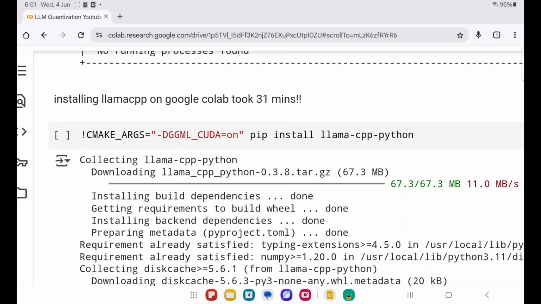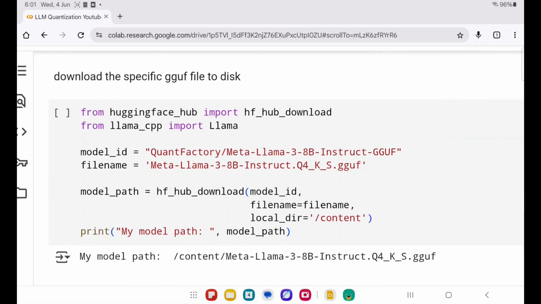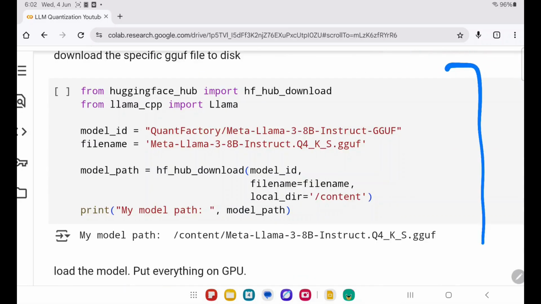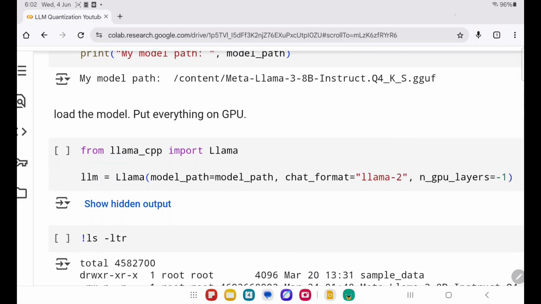Now to use the GGUF models, there is the Hugging Face class that converts GGUF to Hugging Face format, but the memory requirements for that are too high. To run llama.cpp, I did a pip install llama-cpp-python with the GGML CUDA flag on. Installing this took around 30 minutes. Then I can download the GGUF file from Hugging Face and load it using the Llama class from llama.cpp.